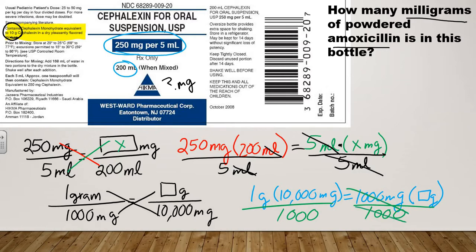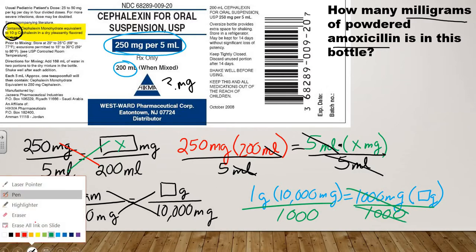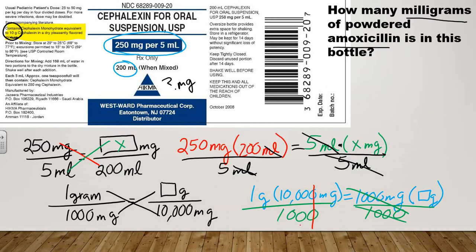And when you divide by 1,000, the shortcut here is you can just cancel the zeros. So cancel, cancel, cancel. And you see that 10,000 milligrams of medication is equivalent to 10 grams. If you look really carefully on the bottle right there, it says, lo and behold, that there's 10 grams of powdered medication.